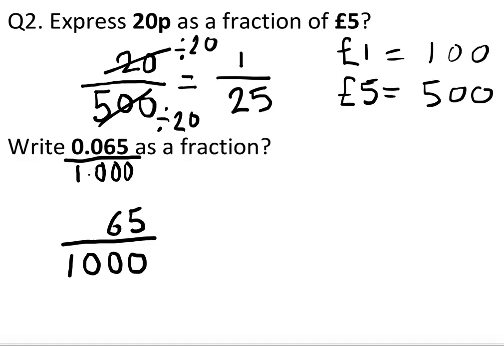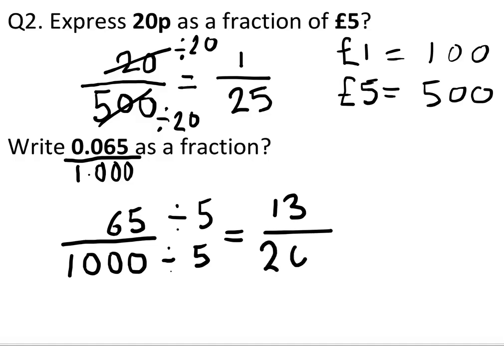So if we divide 65, the top, by 5, what does that equal? 65 divided by 5 is 13. If we divide the bottom by 5, because whatever you do to the numerator, you have to do to the denominator, you've got to do the same. So we divide the bottom, we get 200. So what we've done there, we've put the decimal into a fraction and we simplified it.